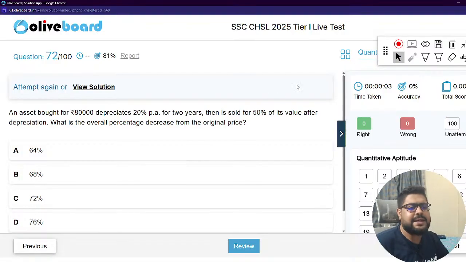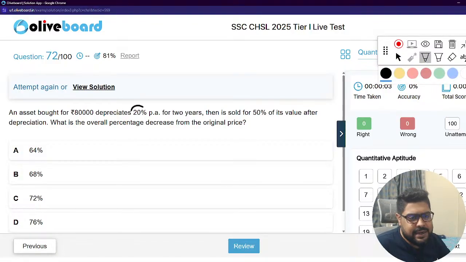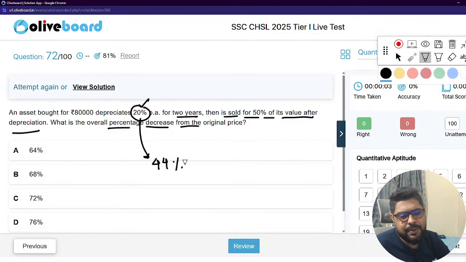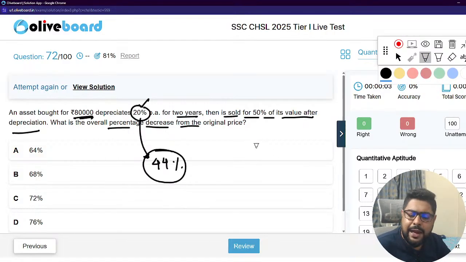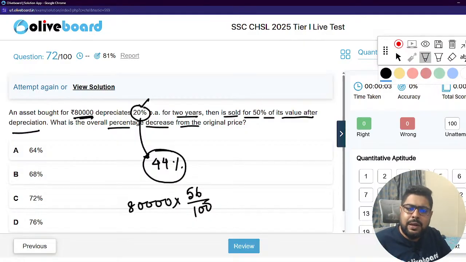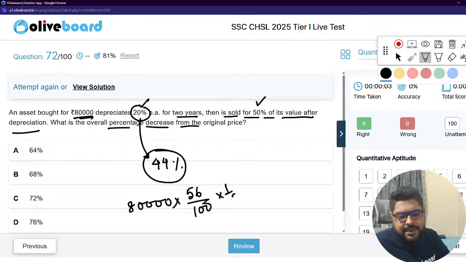So if an asset bought at 80,000 depreciates 20% per annum for 2 years, then it is sold for 50% of its value after depreciation. What is the percentage decrement? So it depreciates for 2 years at 20%, that is 44% depreciation. So 80,000 into how much remaining, sir? 56% remaining, 44% depreciation. Now sold for 50% of this, half of this. 28, so 0000, so 800 times 28.